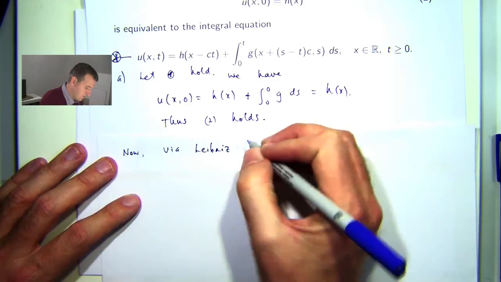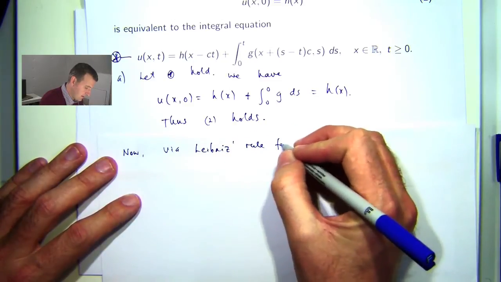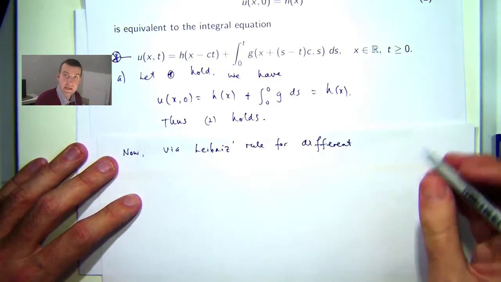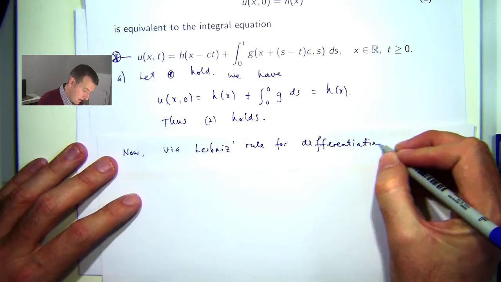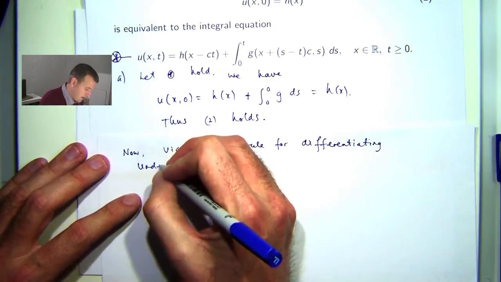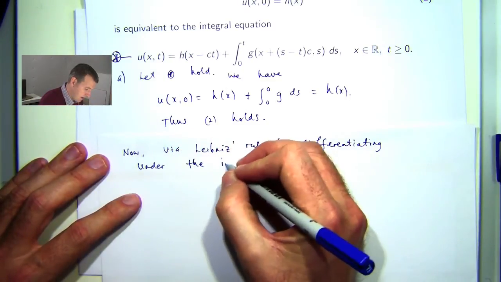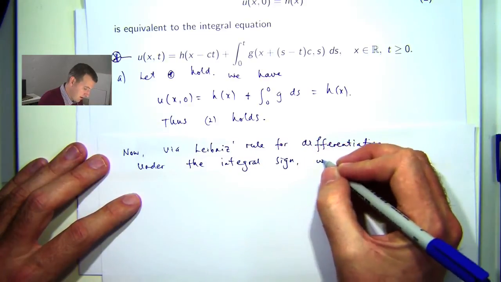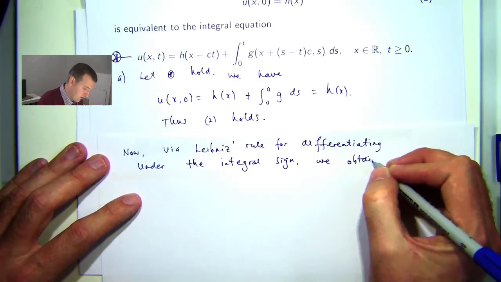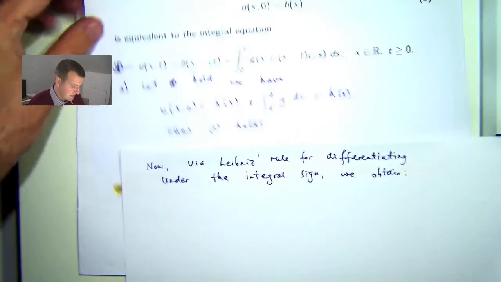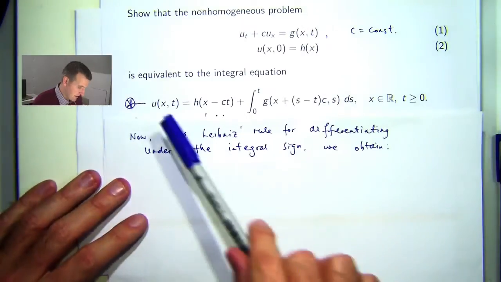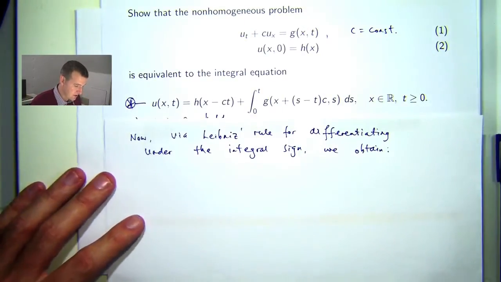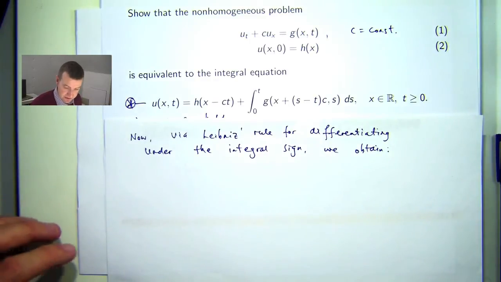So Leibniz rule for differentiating under the integral sign, we obtain the following. The easiest differentiation to do first is u sub x, du dx, because there are no x's in the integral limits. It turns out that means it's a bit simpler to do.